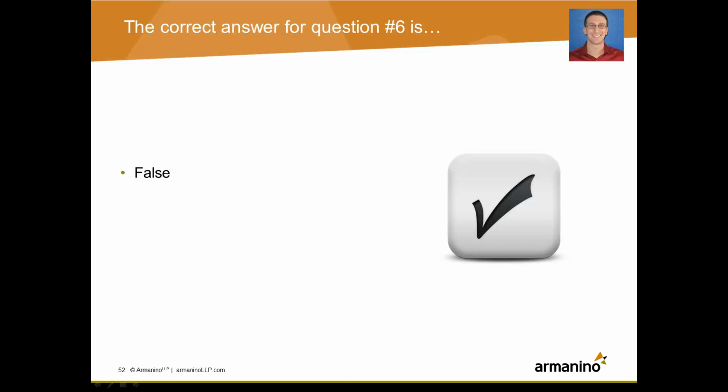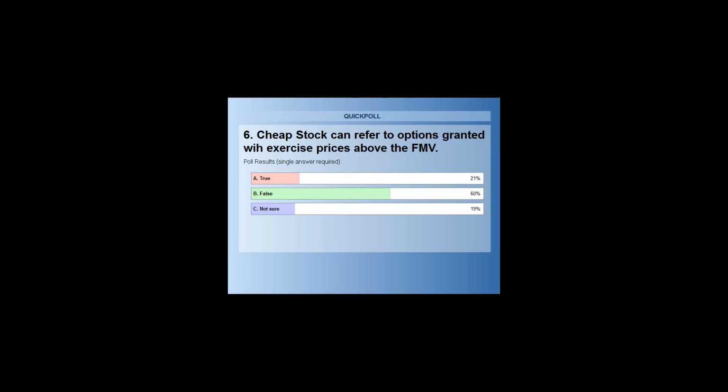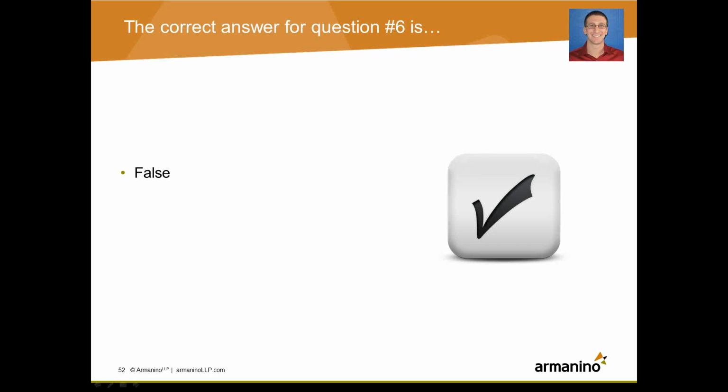All right, great. So this is a little bit of a trick question. So the answer is false, right? So cheap stock actually refers to when the exercise price is below the fair market value instead of being above the fair market value. When the exercise price is above the fair market value, it's actually considered a premium option. It's out of the money. The concern with cheap stock is when it's in the money.